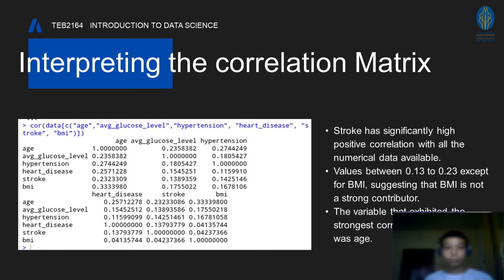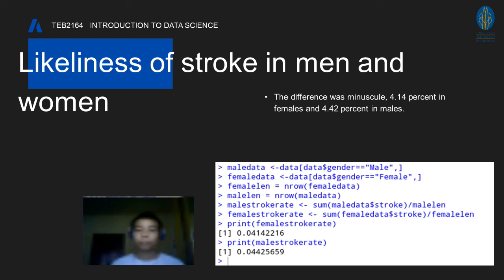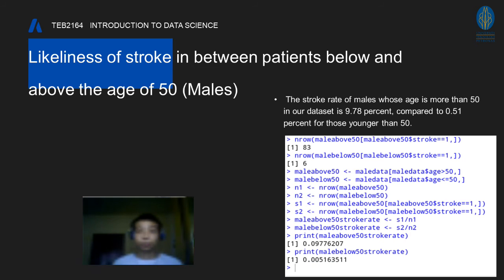So this is the likeliness of stroke in men and women. We see that the difference was pretty insignificant, only 4.14% in females and 4.42% in males. Now this is the likeliness of stroke between patients who are below 50 years old and above 50 years old, and we can see there is a very significant difference for males.